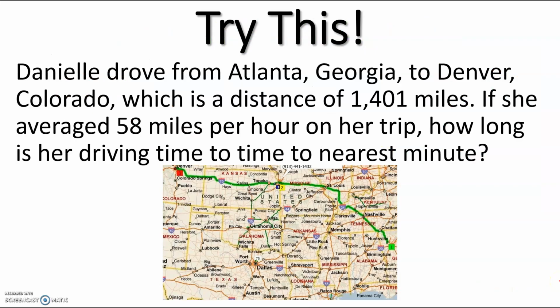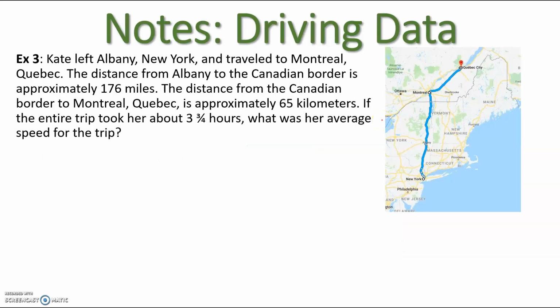Now it's your turn to try. Try this. Danielle drove from Atlanta, Georgia to Denver, Colorado, which is a distance of 1,401 miles. If she averaged 58 miles per hour on her trip, how long is her driving time to the nearest minute? Give it a try.